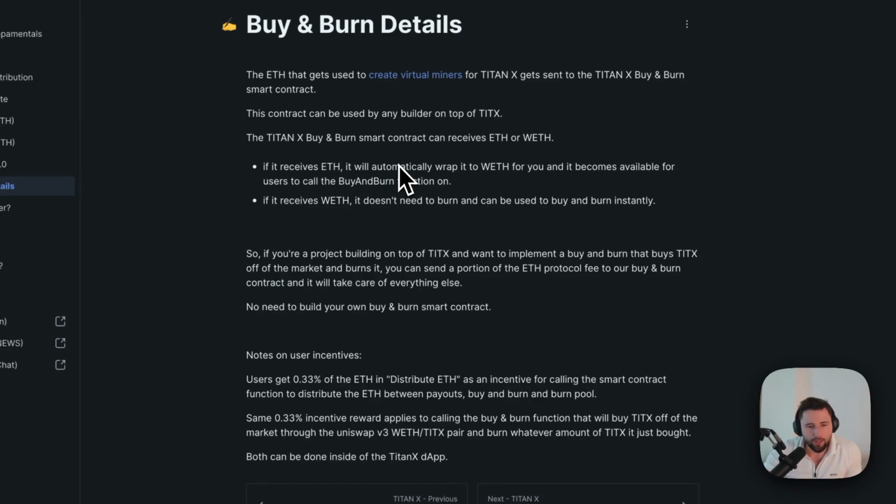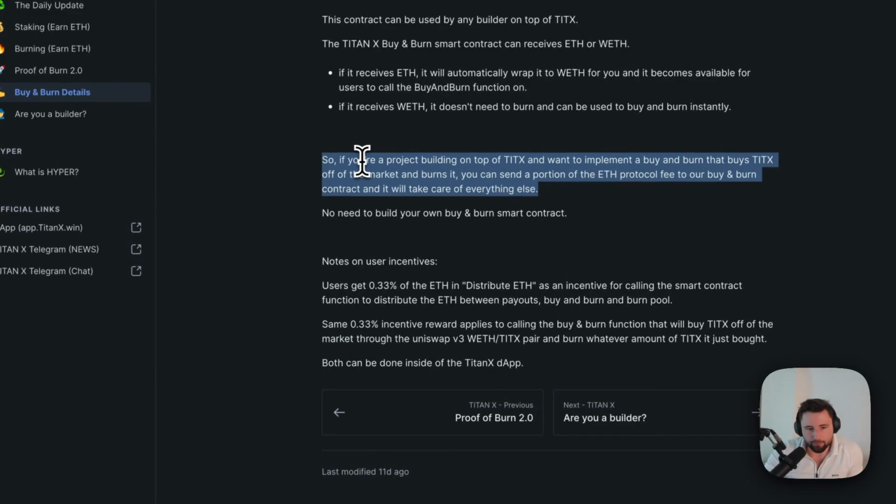But basically, if your project is building on top of Titanx and wants to implement a buy and burn that buys Titanx off the market and burns it, you can send a portion of whatever Ethereum protocol fee you charge on your protocol to our buy and burn, and it will take care of everything else. So if you're a protocol developer and you want to launch something, you don't have to build your own buy and burn contracts. You can just do a protocol fee in your protocol for people to transform their Titanx into your project.